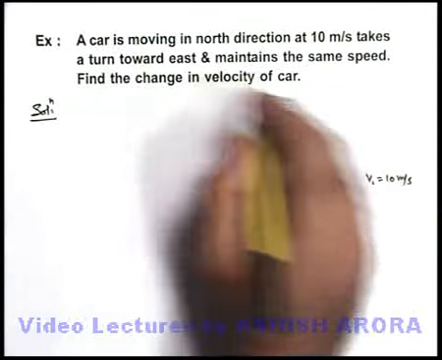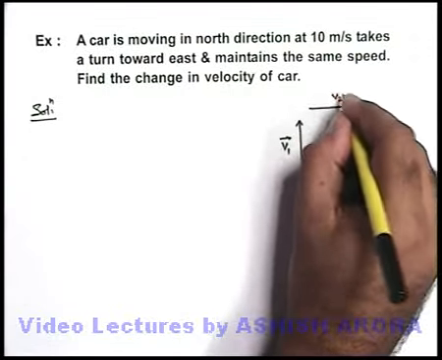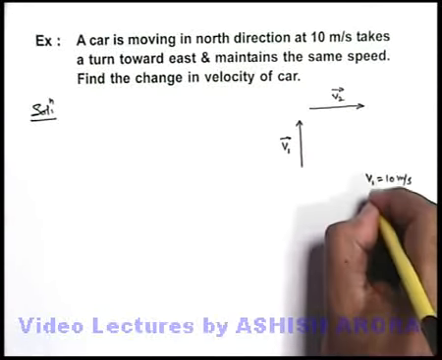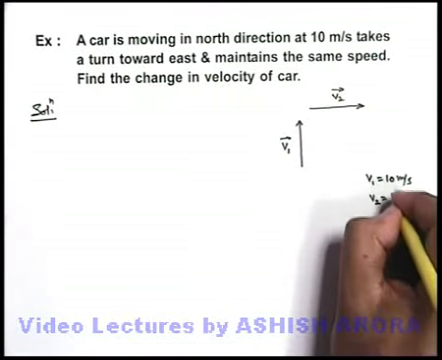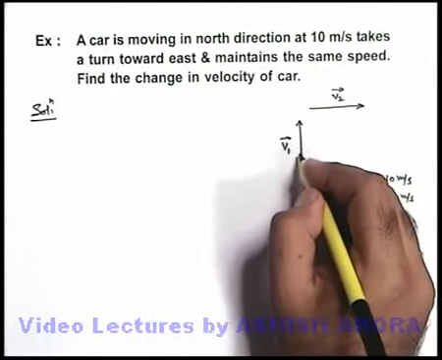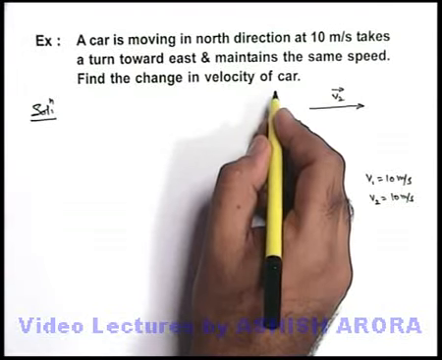Now it takes a turn toward east. The car takes a turn toward east, so the velocity vector becomes V2. And it is saying that it maintains the same speed, so the magnitude of the velocity vector V2 is also 10 meters per second. The vectors are different because the direction is changed. Now it is asking the change in velocity of the car.